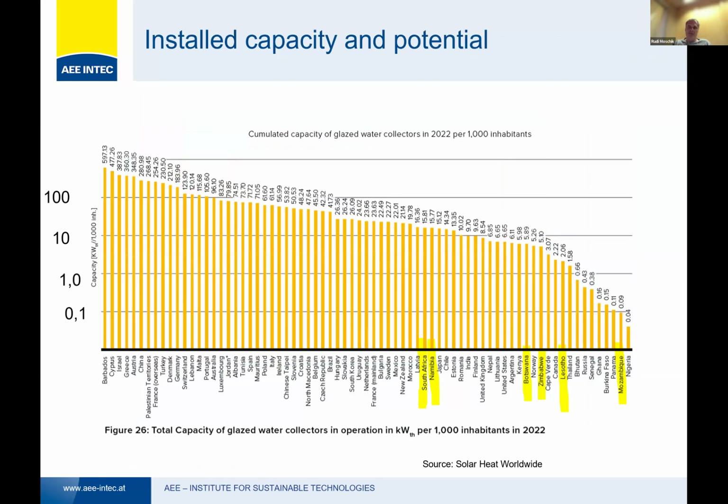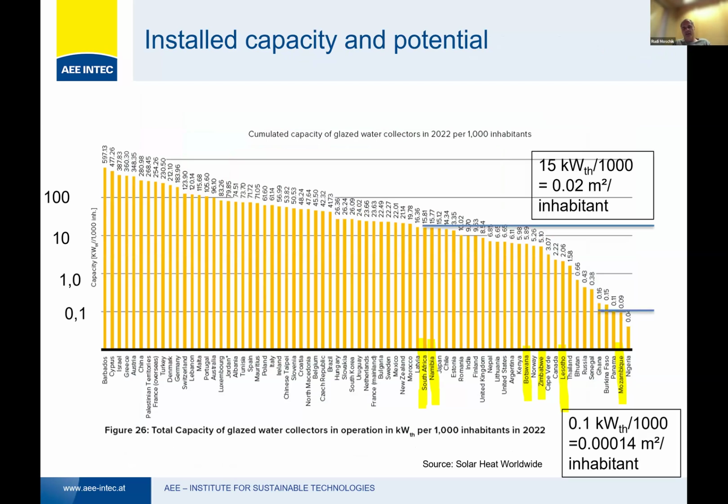Also, this graph is a very good presentation of the current status. If we look at these yellow spotted countries, these are all countries in the SADC region. There we have at the moment the highest specific installation capacity in South Africa, 15 kilowatt thermal capacity installed per 1,000 inhabitants. And this is representing 0.02 square meter per inhabitant.